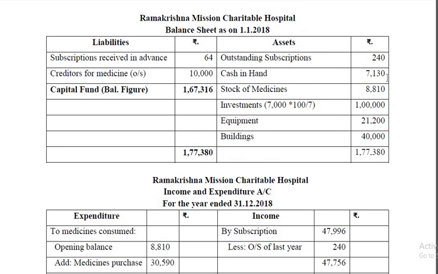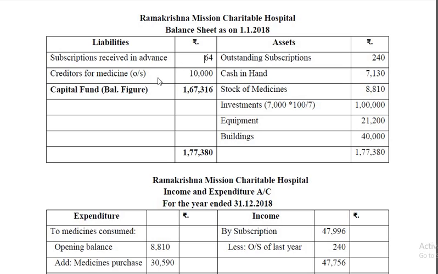Cash in hand, opening balance. Stock of medicines at the beginning. Investments were there at the beginning, that's why you got full year interest. So the face value of investment is 1 lakh. Equipment at the beginning 21,200. Buildings at the beginning 40,000. Subscription received in advance beginning or last year 64.